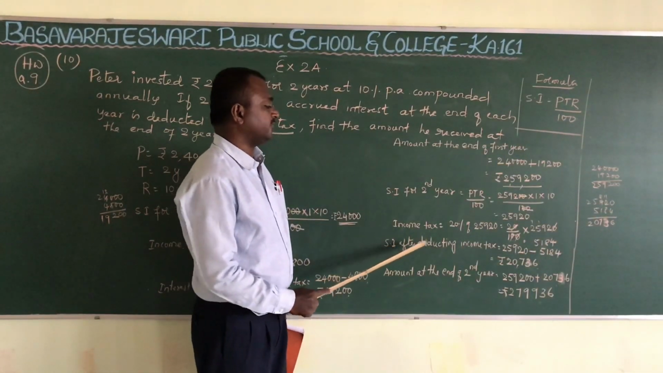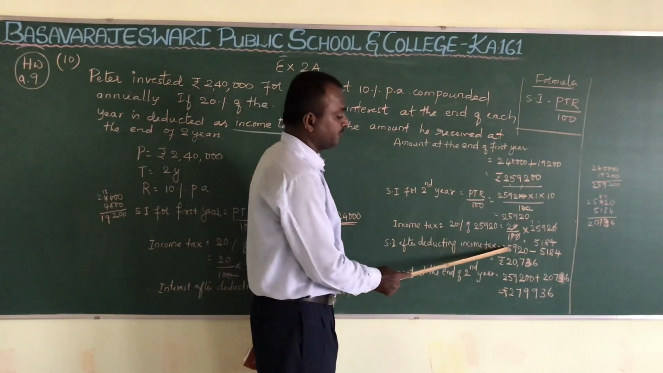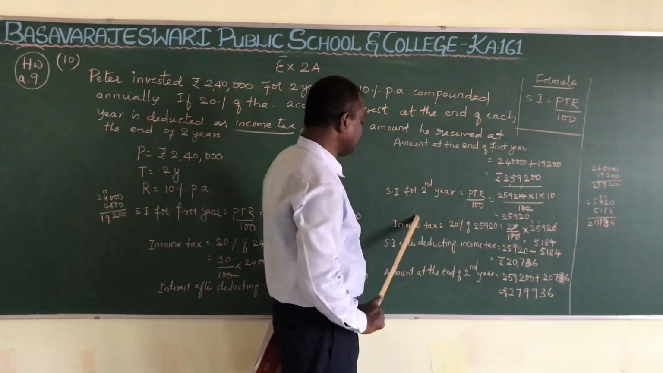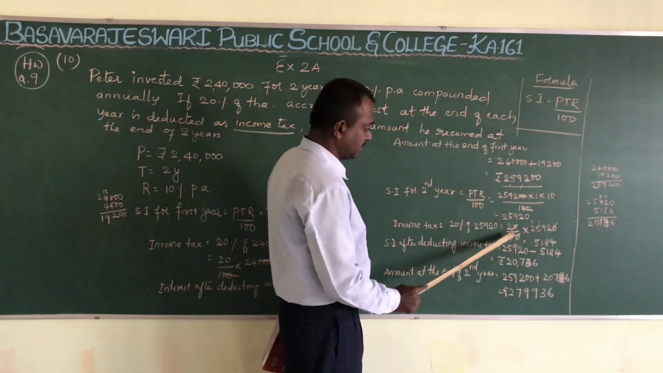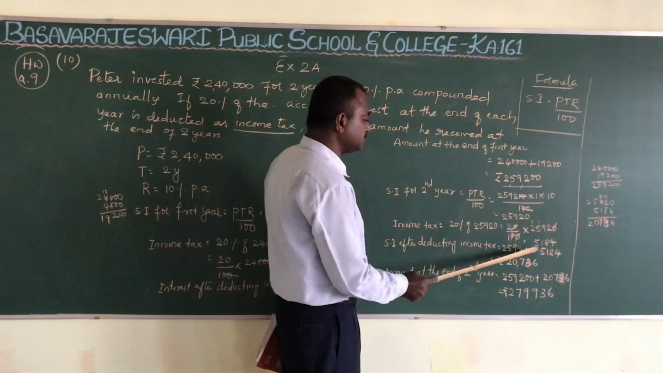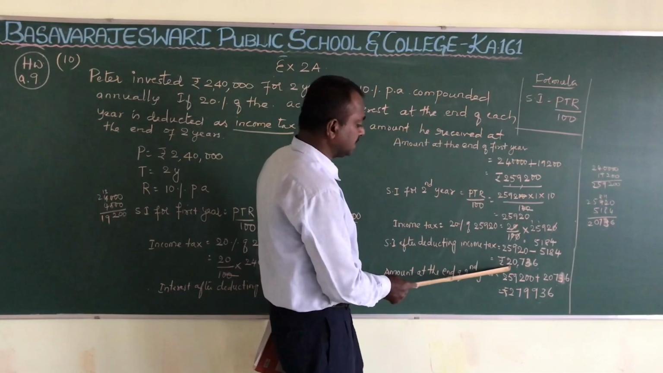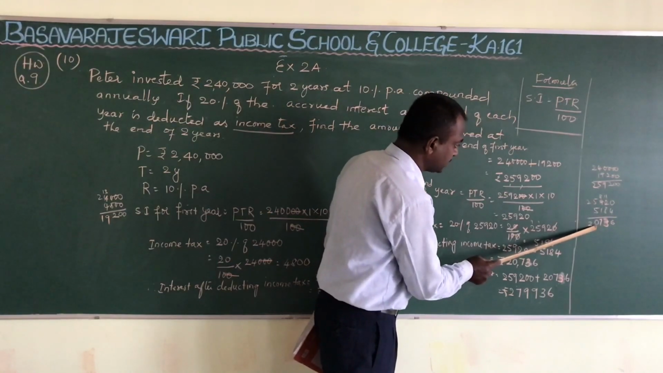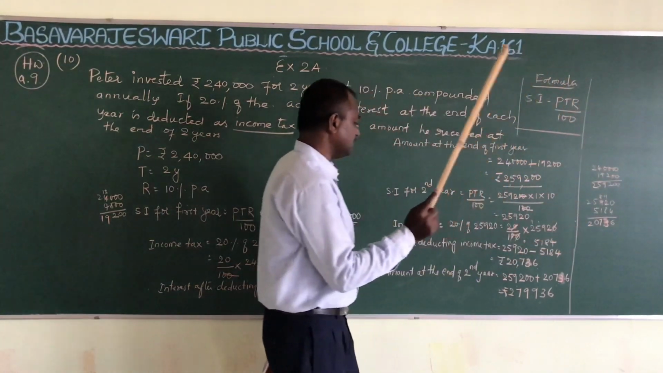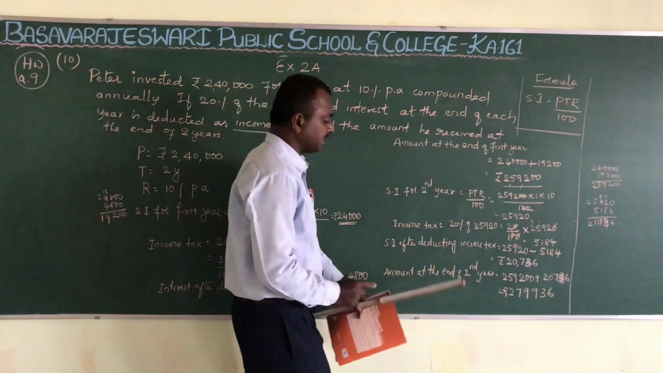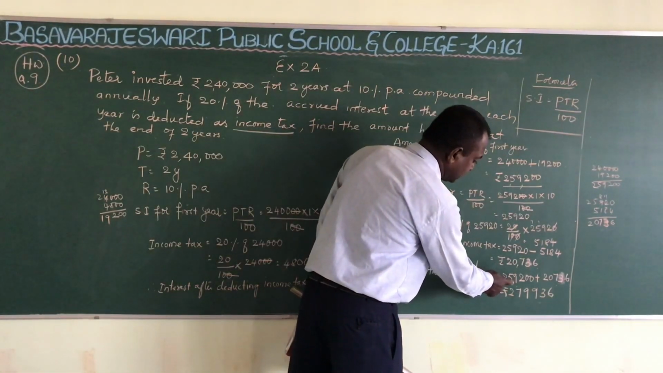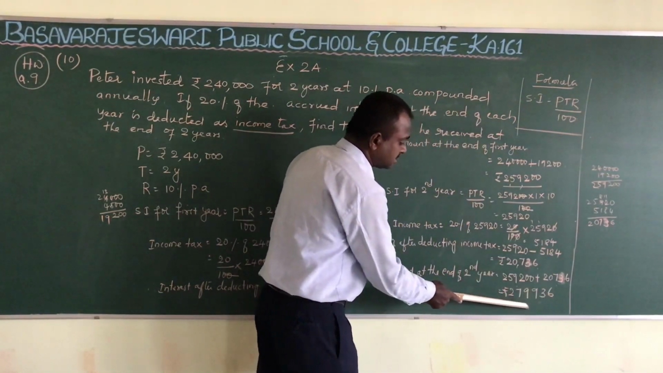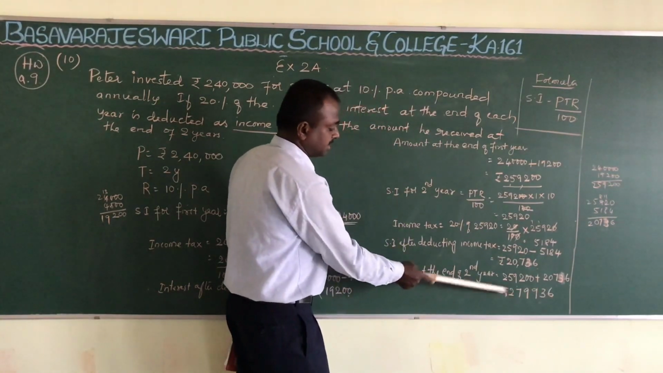So the interest after deducting the income tax: the second year interest we got is 25,920, minus income tax, which is 20% of 25,920, that is 5,184. If I subtract this amount, how much will I get? 20,736. That I did here. Next, amount at the end of the second year: 2,59,200 plus 20,736. So in total it amounts to 2,79,936. So note down this.